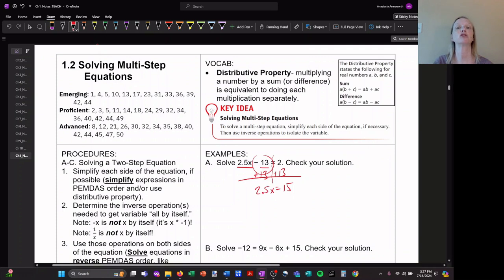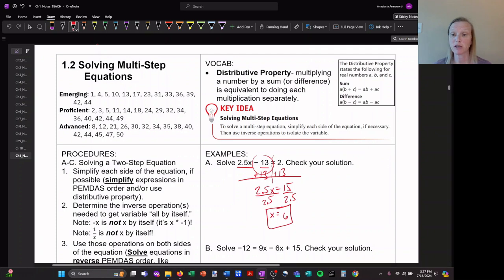Now I want to focus on getting rid of the 2.5. I've taken care of addition, subtraction, and I want to take care of any multiplication, division that I have attached to that x variable. That 2.5 is attached by multiplication, so I want to do the opposite of multiplication. I want to do division. And if I do this division, 2.5 divided by 2.5 is just 1, so I have 1x, which we can simplify as just the letter x. And then 15 divided by 2.5 is 6. So I get that x equals 6 as the solution to the equation.